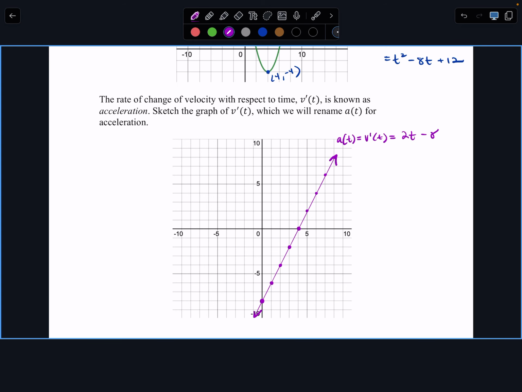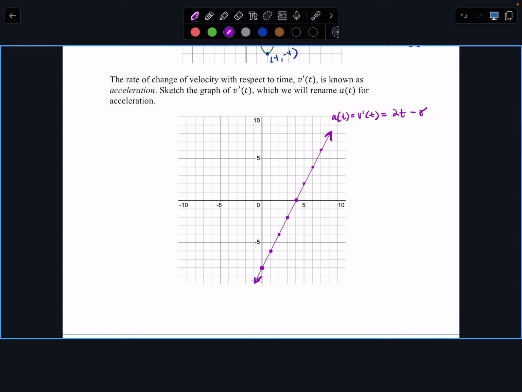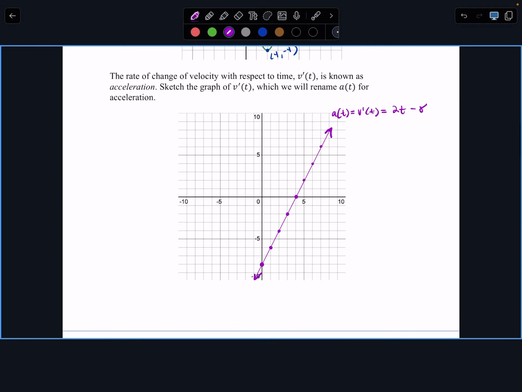So acceleration is the rate of change of velocity. So acceleration is the derivative of velocity. Remember, velocity, we talked about this last time, is the derivative of a position function. And then the derivative of velocity is acceleration. So how velocity is changing is acceleration. Okay, so we have our acceleration graph.